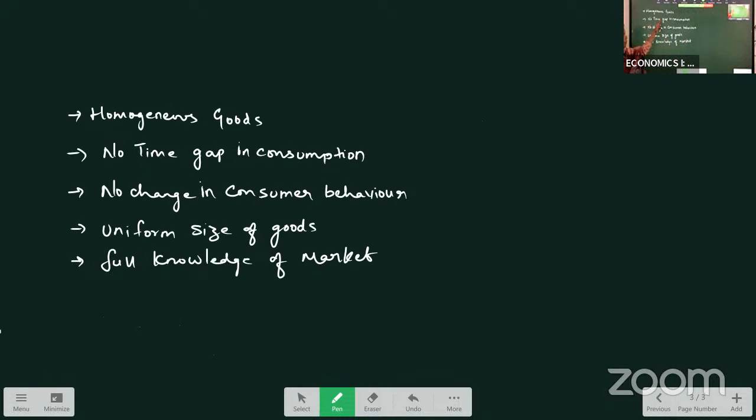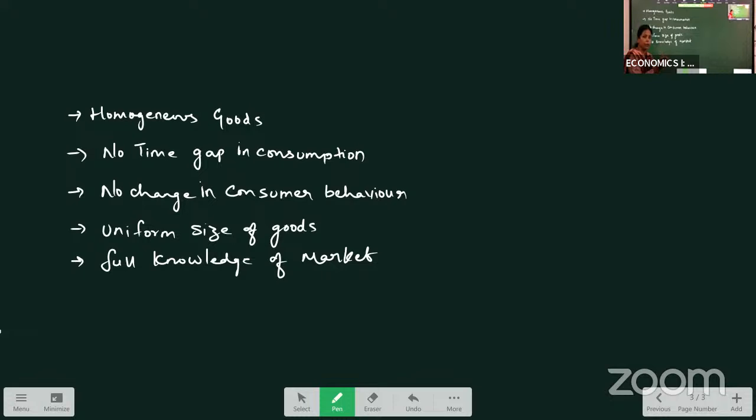Then you will write these points. Homogeneous goods. Goods are homogeneous in nature. No time gap in consumption. When we are consuming the goods, there is no time gap. No change in consumer behavior. Means consumer behavior like our taste and preferences.